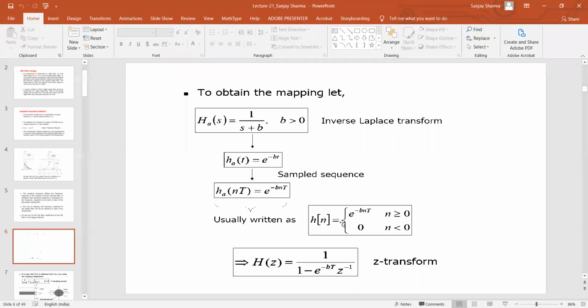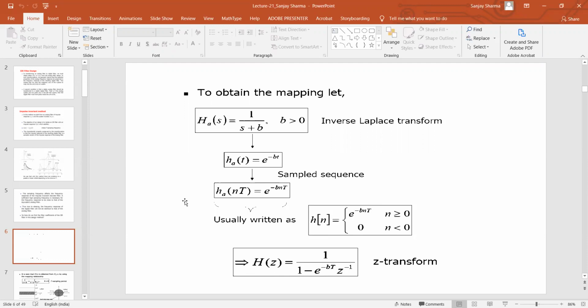Now if we take the Z transform of this h(n), the Z transform will be given by H(z) equal to 1 over 1 minus e to the power minus bT z to the power minus 1, because the coefficient will be e to the power minus bT, z to the power minus 1. So this is the transfer function.